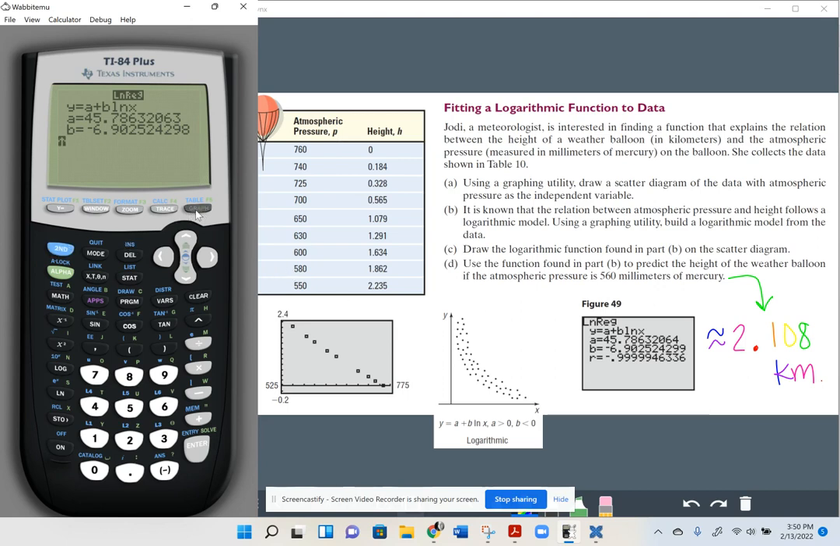So again, I could go over to my table. That's still at 25, but I want it to go to 560. All right, big numbers. And so when I do that, I get about 2.108 roughly kilometers, which is exciting.